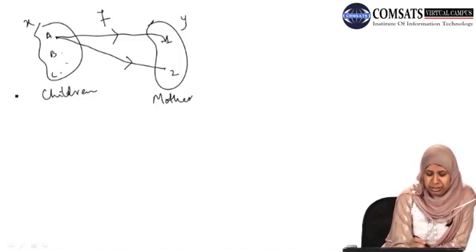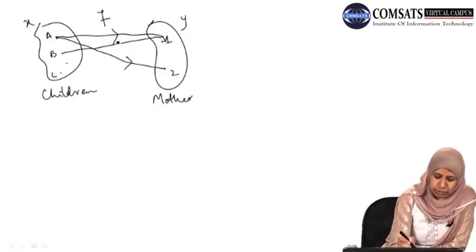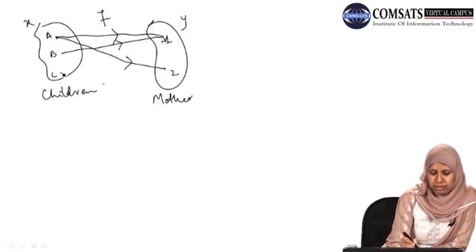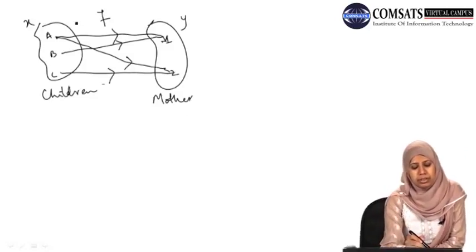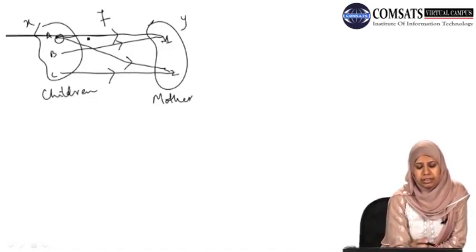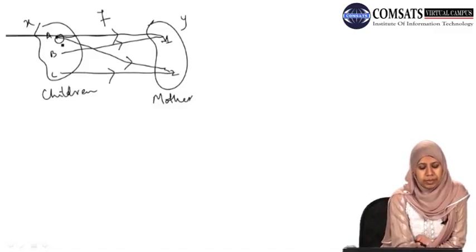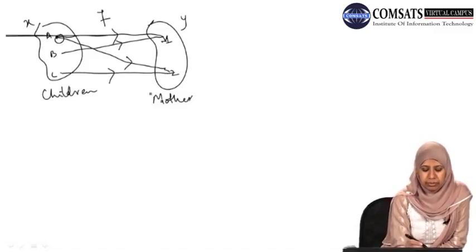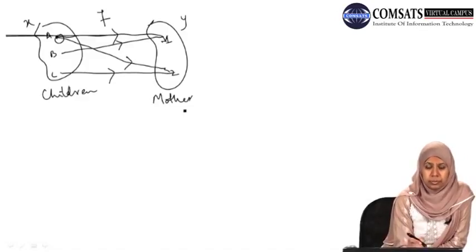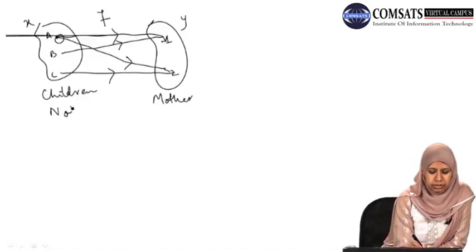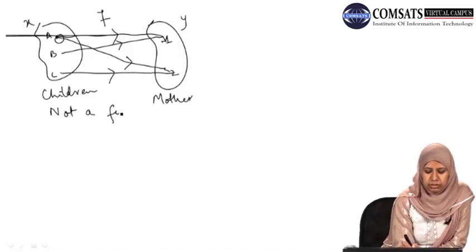This is not possible according to the definition of a rule. Child B is assigned to mother 1, fine. Child C is assigned to mother 2, fine. But child A, the input A, has 2 values, 1 and 2, which is not possible according to the definition of a function. So this mapping diagram does not represent a function, and we say that it is not a function.